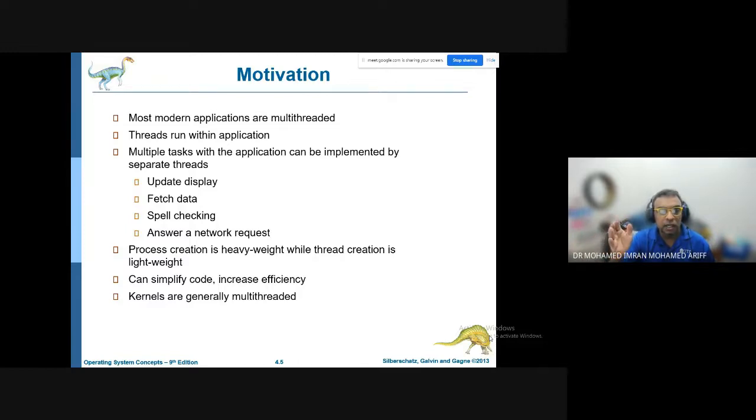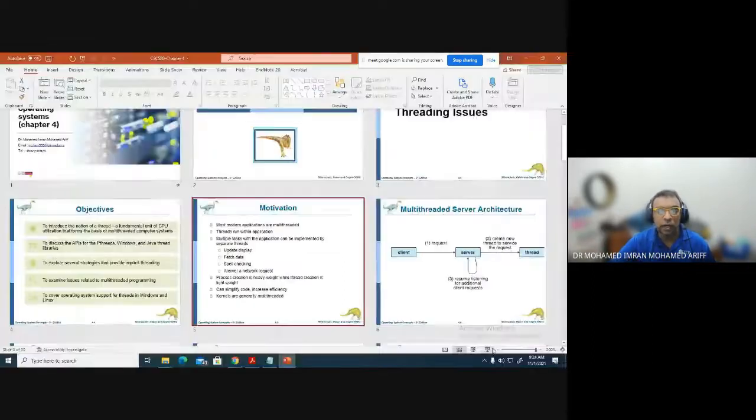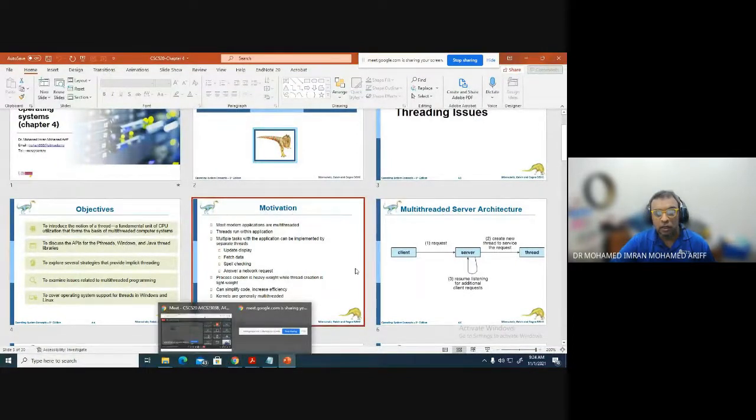So in this slide here, it shows update display. That means there are certain displays that need to be updated on the screen, so those tasks cannot be automatically shared by all the threads. Okay, fetch data, spell checking. When you do a spell checker, you can only do it in one thread. You cannot do it in multiple threads. Once you finish spell checking document 1, then you can do it in document 2, and once you finish document 2, then you can move on to document 3 or 4 and 5.